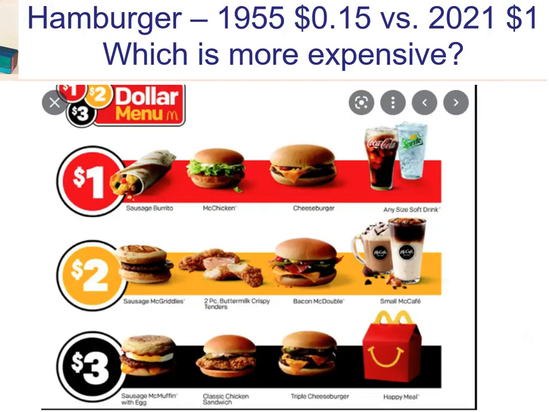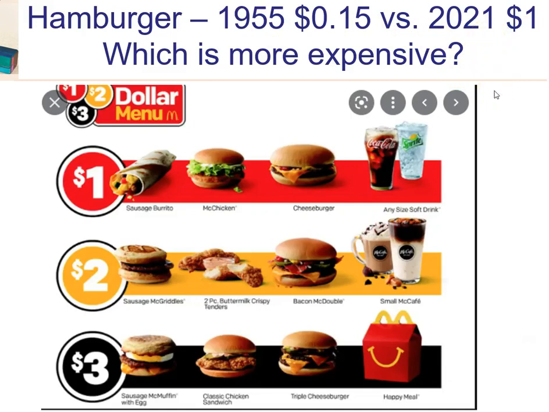Let's do one more example. And this time we will borrow this from the McDonald's value menu. A hamburger in 1955 cost 15 cents. In 2021, you can spend $1 at McDonald's and get a cheeseburger. So let's compare. Which is more expensive? The 15-cent hamburger in 1955 or the $1 hamburger in 2021?